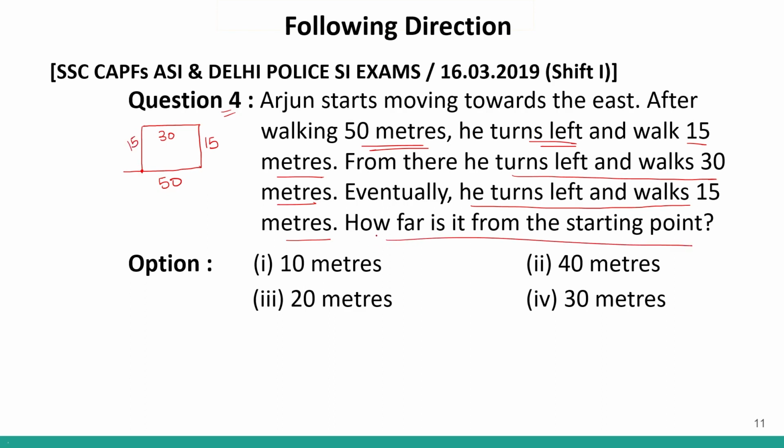How far is he from the starting point? So this was the starting point, right? So if from here to here this is 50 and from here to here this is 30, this distance will be equal to 50 minus 30, which is 20 meters. So our answer will be option number 3, 20 meters.